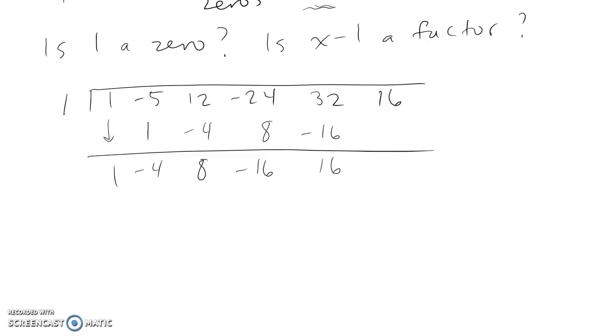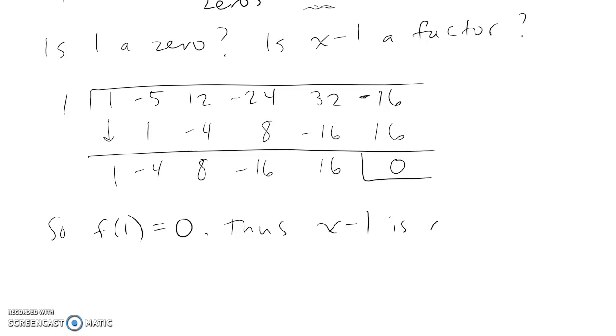And then 16 times 1 is 16, and I just realized that this last coefficient up here was supposed to be a negative 16, so that when I add negative 16 and 16, I get 0. So again, by the remainder theorem, I know that f of 1 is 0. That's the remainder I got. Thus, by the factor theorem, x minus 1 is a factor.